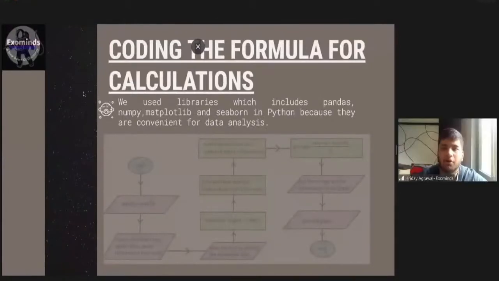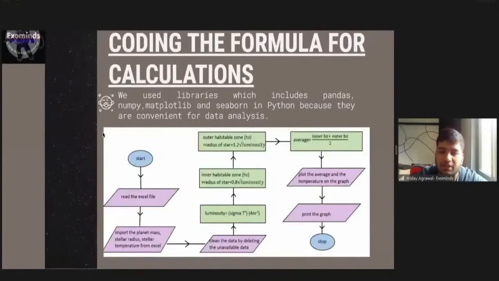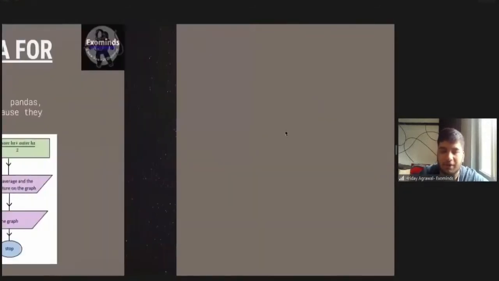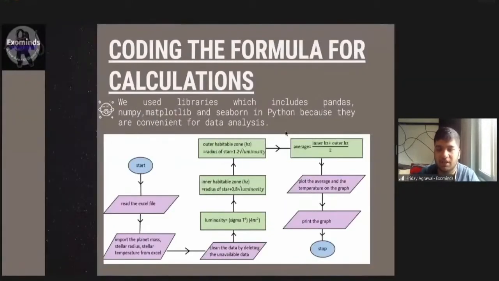Now, let's talk about coding the formula for the calculation. And this was again the most important part of our whole presentation, because without coding we cannot find the result. So what did we use and why did we use it? We used Python as the primary language because it is really good for data analysis. And we used a few libraries. Those were Pandas, NumPy, Matplotlib and Seaborn. And how did we use them? I'll tell you now.